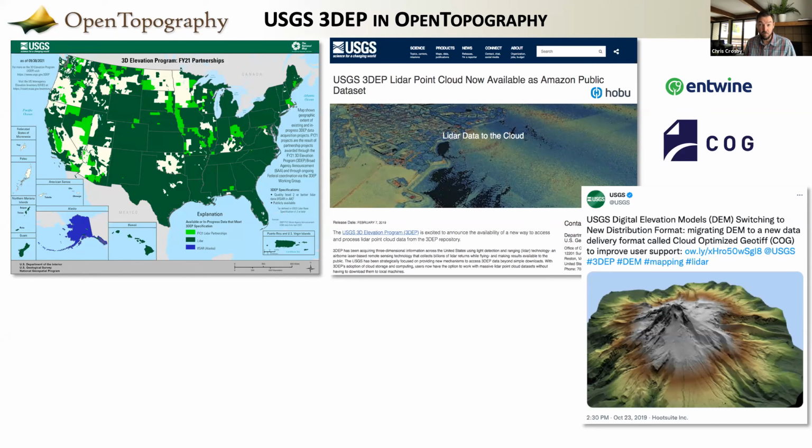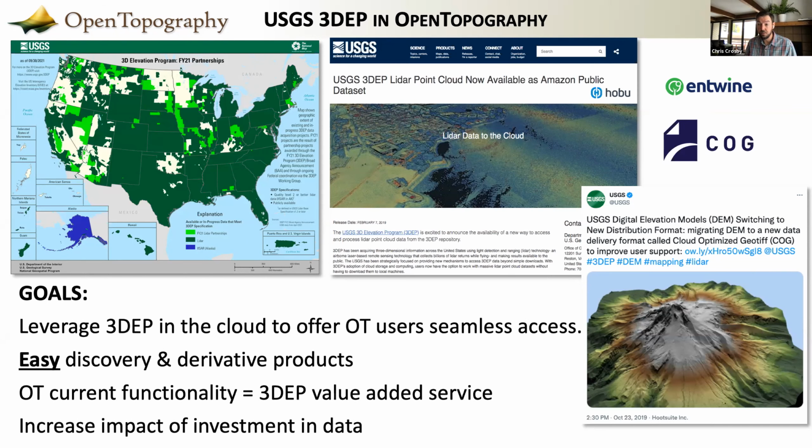And so what we've done over the last couple of years is to basically take these data resources and pipe them through the OpenTopography discovery and processing pipeline, with the goal being to essentially leverage these and to provide our users seamless access to this data, make these data easier to discover, specifically also to allow people to apply the OpenTopography processing tools for generation of derivatives.